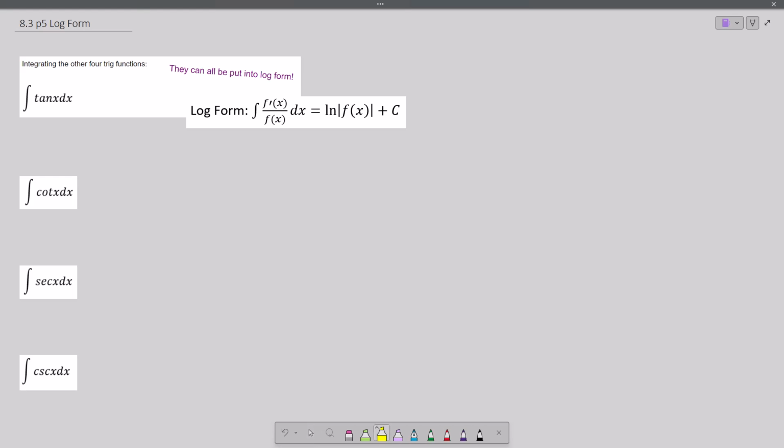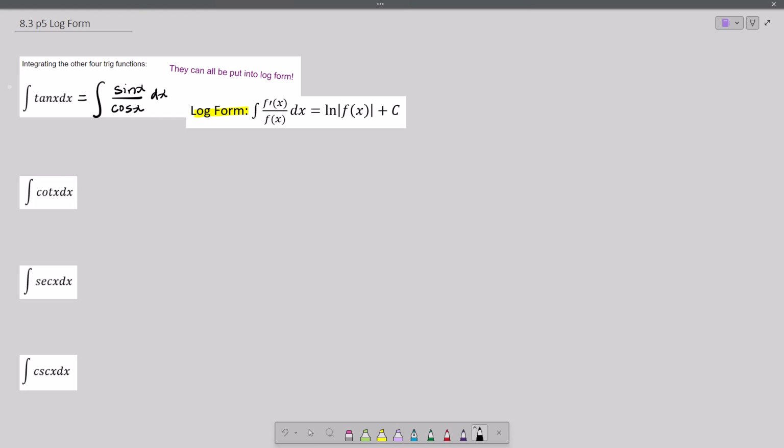What we want to do is make sure that we remember log form. And log form says that if you have the integral of f prime over f, it integrates to natural log of f. So if we can put an integral into log form, then we can jump to the answer really fast. And all we need to do for tan and cotan is look at the quotient relationship. So tangent, if we write it as a quotient, it's sine over cosine.